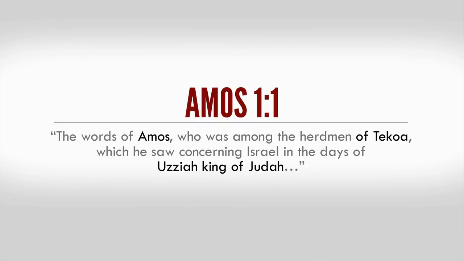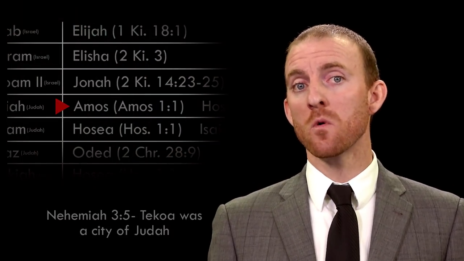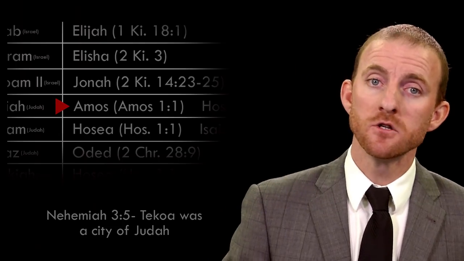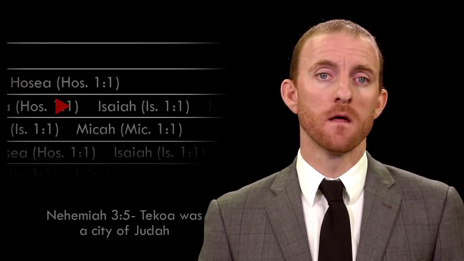Scripture records the words of Amos, who was among the herdmen of Tekoa, which he saw concerning Israel in the days of Uzziah, king of Judah. Amos chapter 1 and verse 1. Amos was a herdman of Tekoa, which was a city in Judah, according to Nehemiah chapter 3 and verse 5. The prophet Isaiah would also be starting his work in this period.